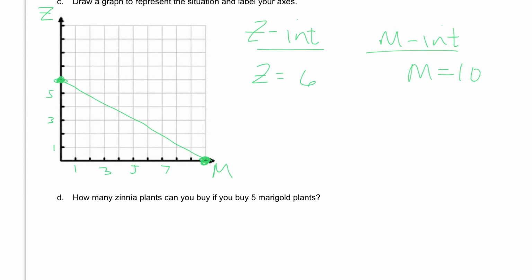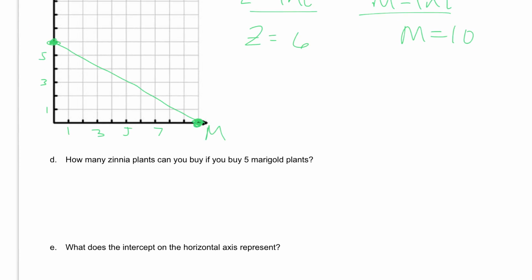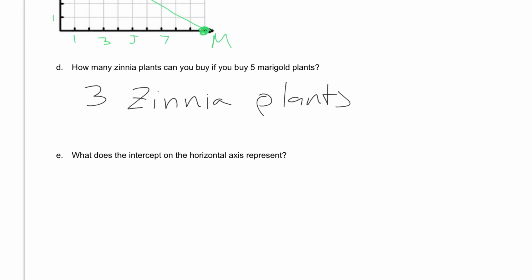In part D, if you solved it, you should have gotten 3 zinnia plants. And in part E, remember we could have different answers for part E depending on how you labeled your axes. If you labeled your axes the same as me, you would have the point (10, 0) that you're looking at. Here's M and here's Z.